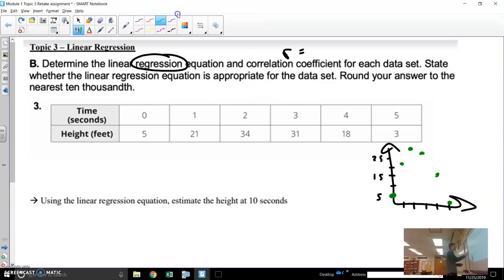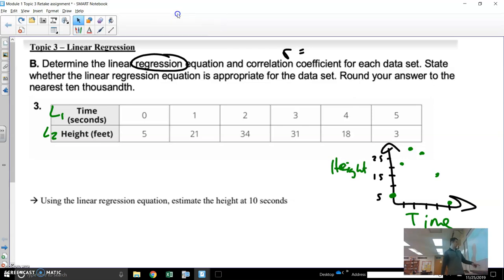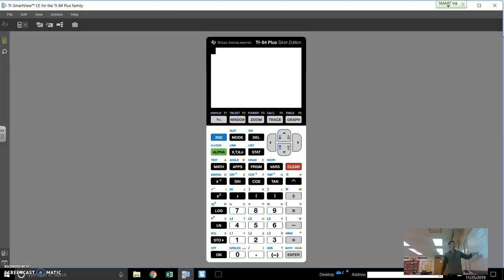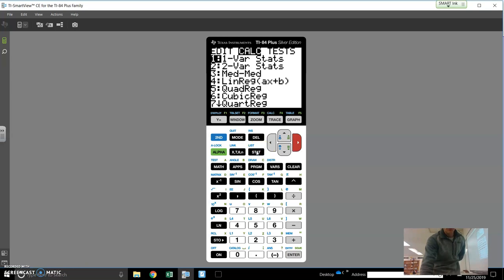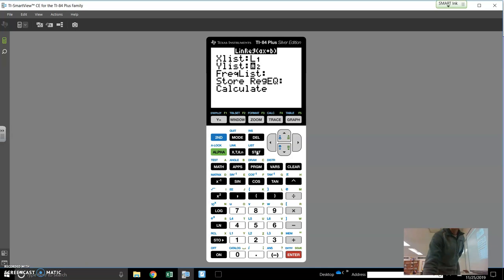So time is going to be placed in list 1 in the calculator, and height is list 2. It's kind of like time is your x value, height is your y value. So we're going to go into the calculator and give it all the information: stat, edit. I've already put in list 1 and list 2 all of the values for the time on the x and the height for the y. Once you have all the values correctly placed in the calculator, let's go back to stat. We're now going to calculate a little bit with it, and number 4 is linear regression.